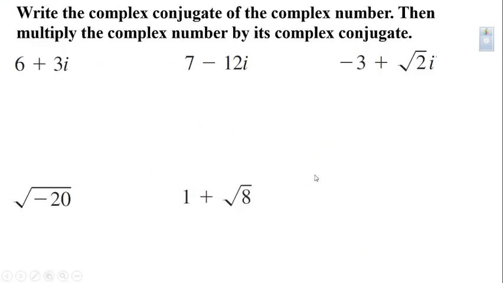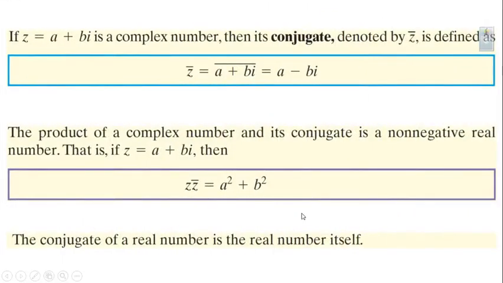So at this point, let's quickly recap a few things here. If you may notice, the definition of the conjugate of a complex number is to change the sign in front of the imaginary part.